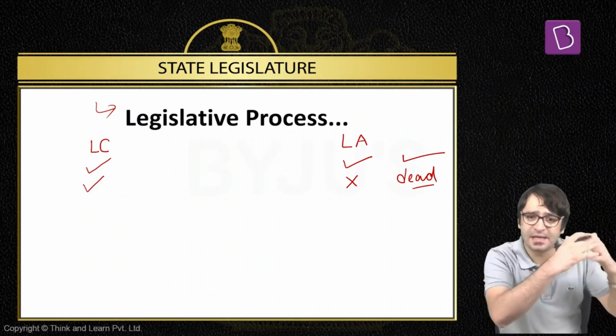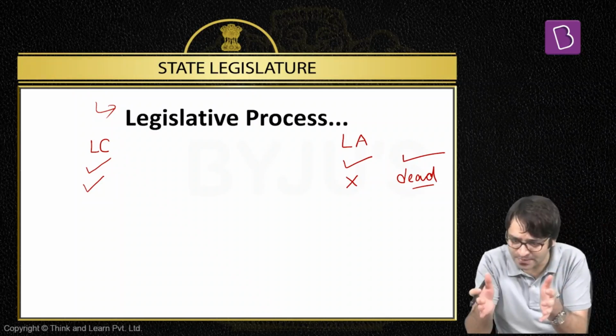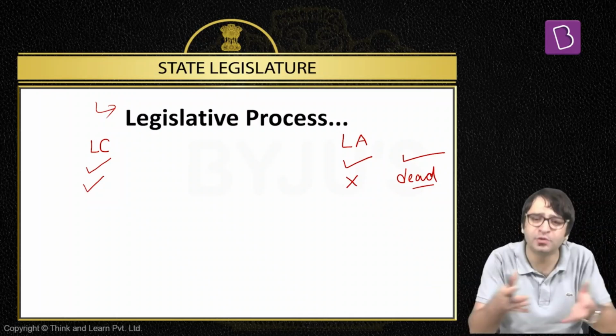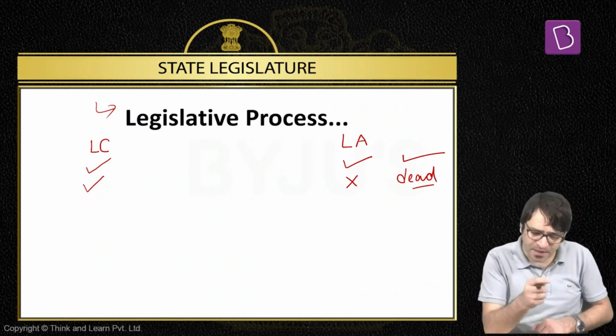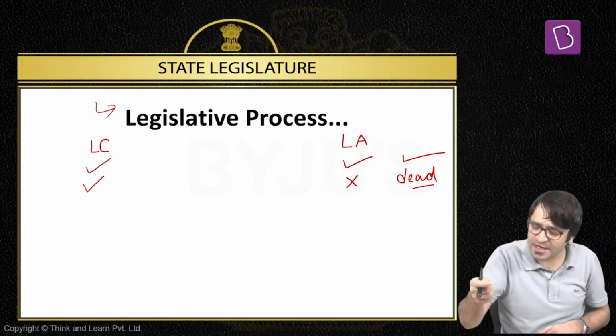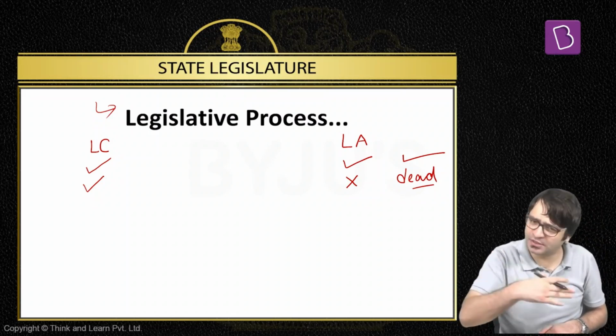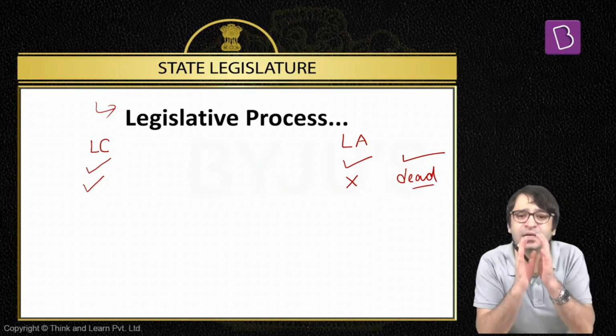That means in case of a deadlock, what we see at the central level, if there's a deadlock on a particular bill between Lok Sabha and Rajya Sabha, to resolve this deadlock, what do we have? We have a joint sitting of both the houses. There is no such concept at the state level. A bill originates in the legislative council, is passed in the legislative council, sent to the legislative assembly. If the legislative assembly passes this bill, no confusion at all, the bill is passed. If the legislative assembly rejects this bill, it is dead, it can never become a law.